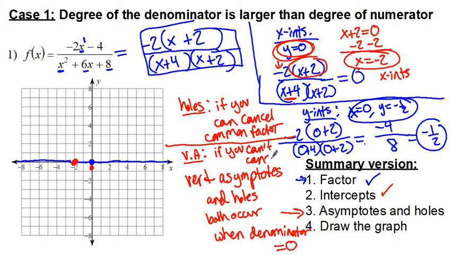Okay, so what does that mean in the example that we're doing right now? So let's take a look at this right here. This is our function that we're trying to graph. So if you look at the top and the bottom, what are we able to cancel? And the answer is we're able to cancel right here. We're able to cancel an x plus 2.